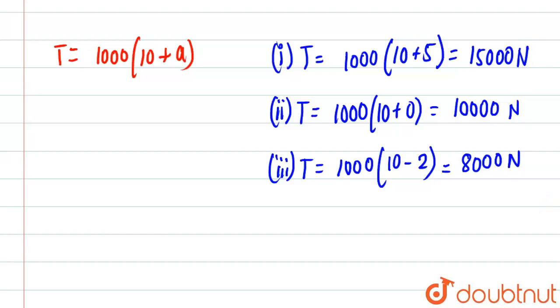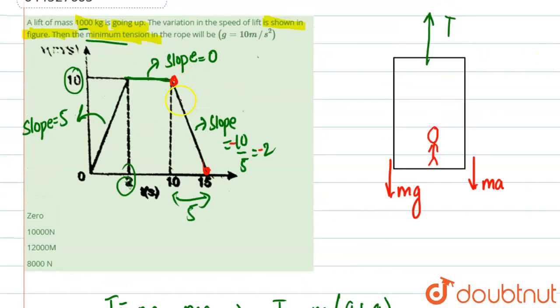That means our least tension was found in this part of the graph, and it was equal to 8,000 Newton. So our answer will be option number D.